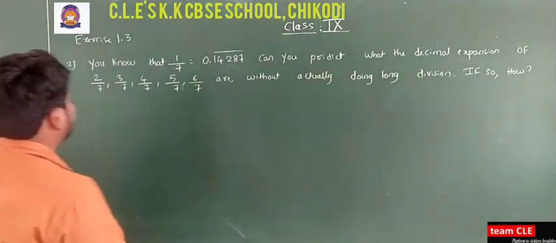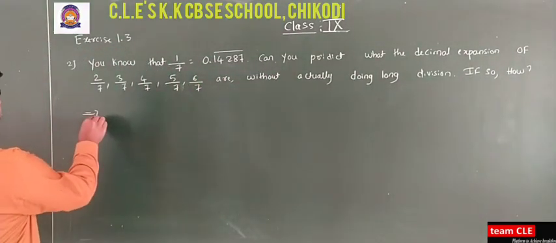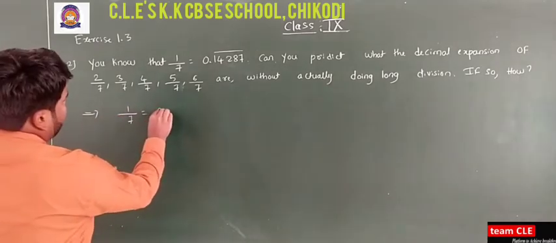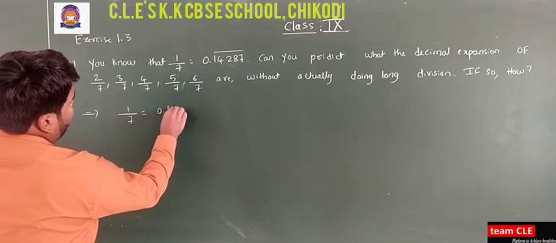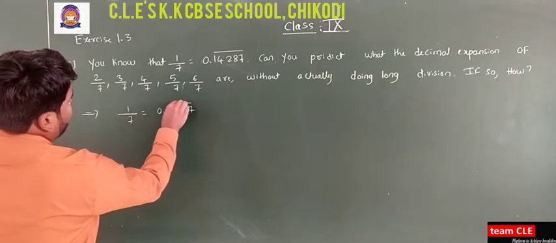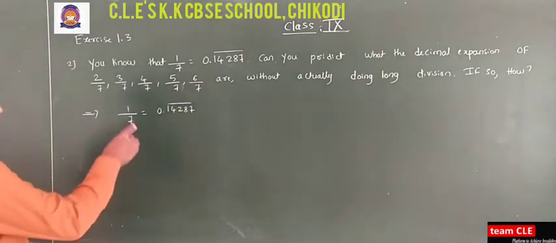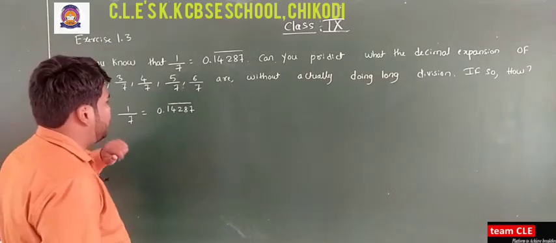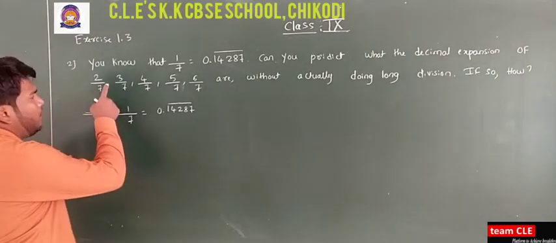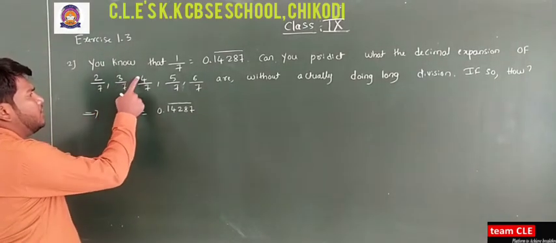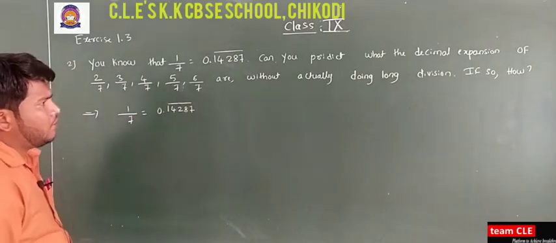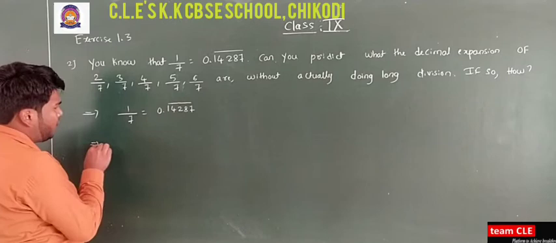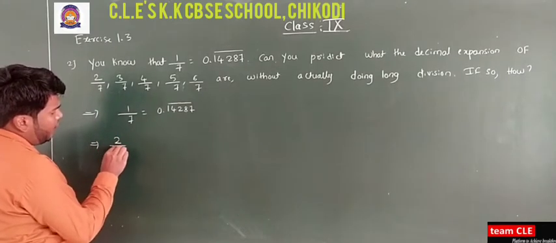So see here, the question says 1 by 7 is 0.142857 with the bar. Bar means it is a non-terminating, recurring decimal. So I want the actual values of 2 by 7, 3 by 7, 4 by 7, 5 by 7 and 6 by 7 without actually doing long division.